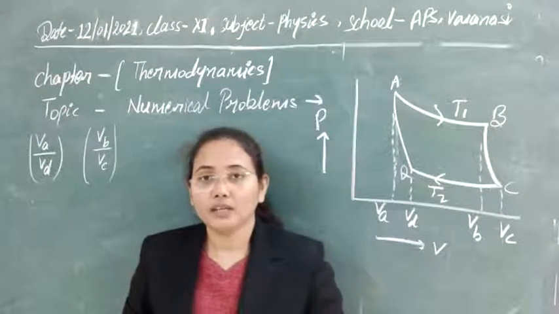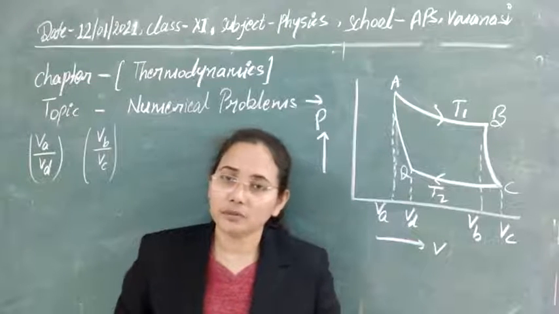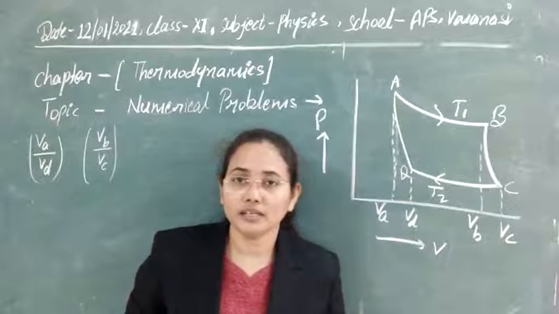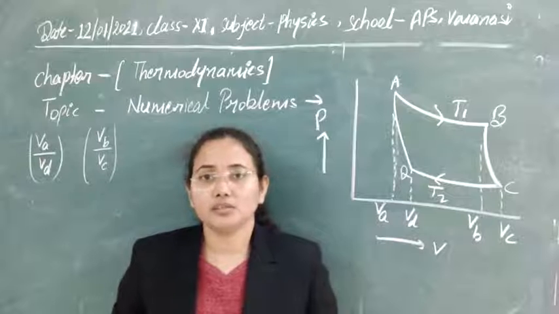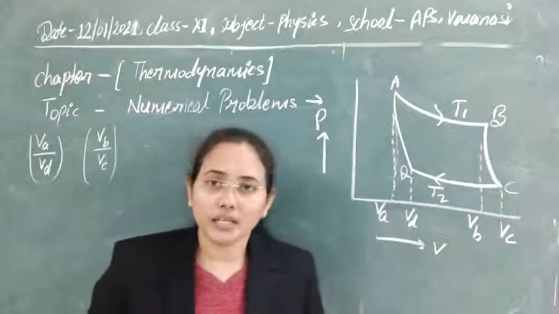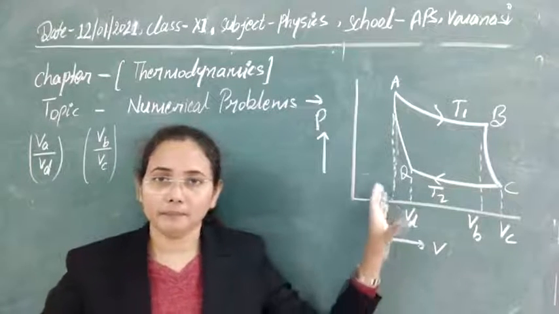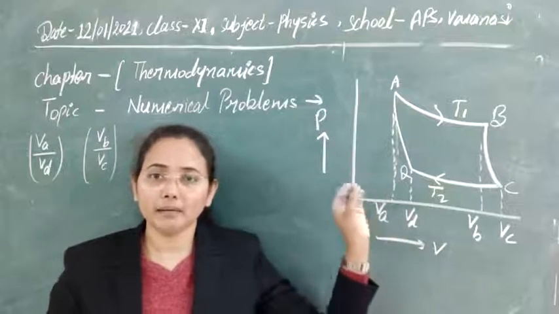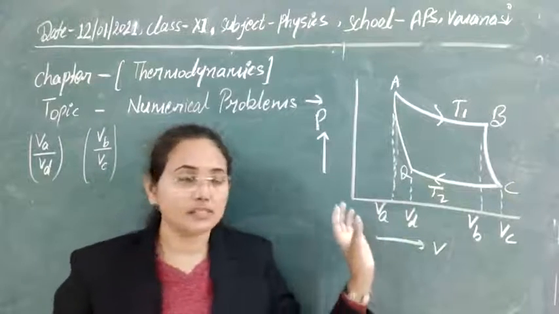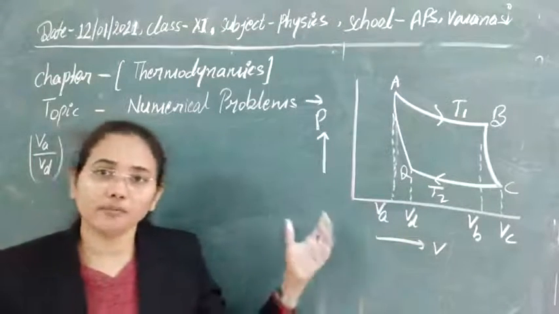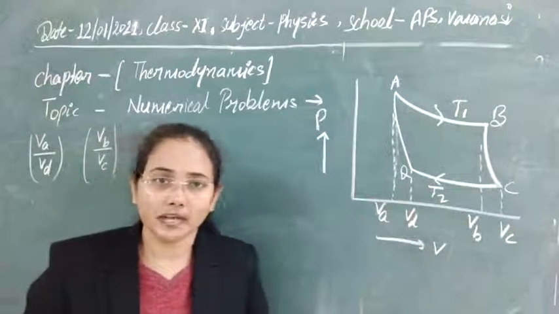Only in the first process, the isothermal process, is the temperature constant. In the adiabatic process, the temperature is also changing. So we can plot a graph for isothermal or adiabatic processes in P and V. This is known as the pressure-volume graph, or PV graph, for any thermodynamic system.